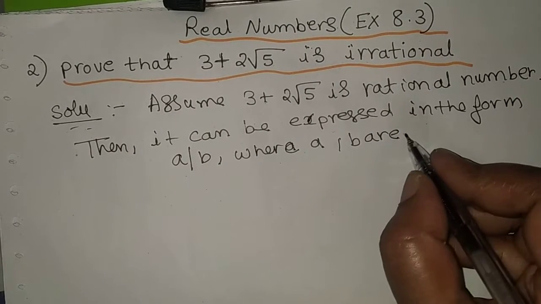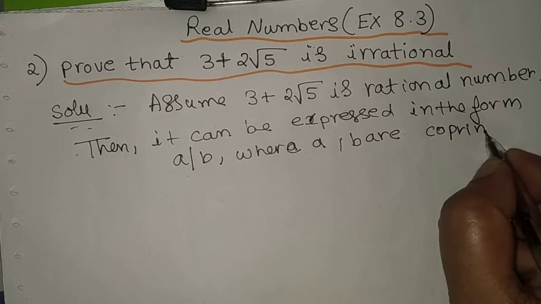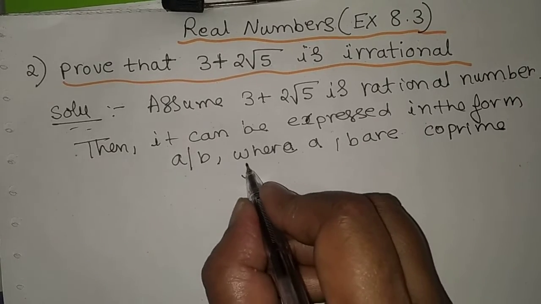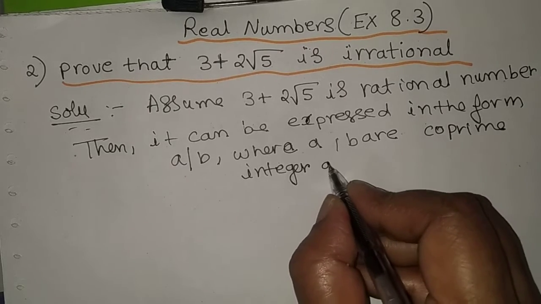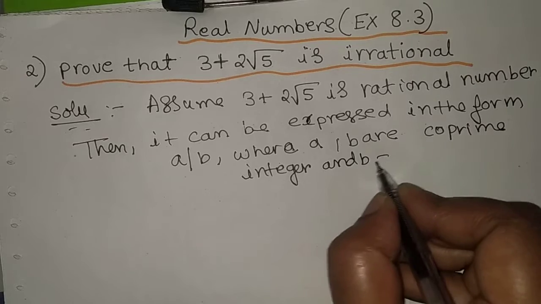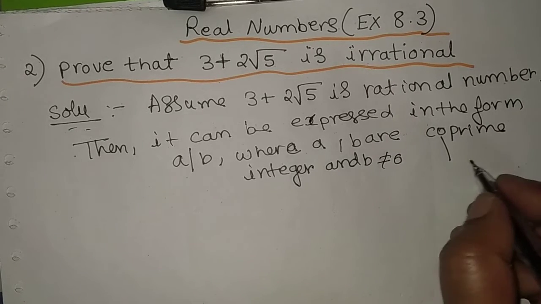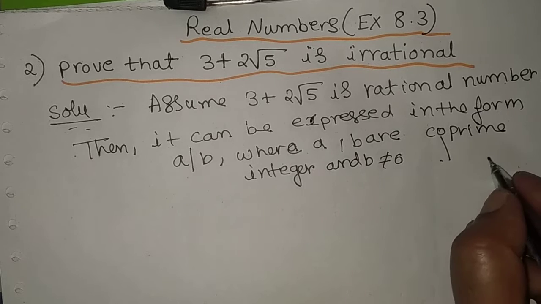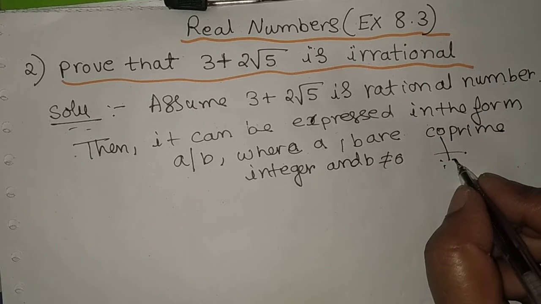Means they are co-prime integers. So I'll tell you what co-prime integers are, and b not equal to 0. Co-prime integers are numbers that do not have any common factor except 1.